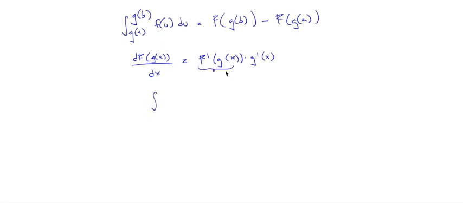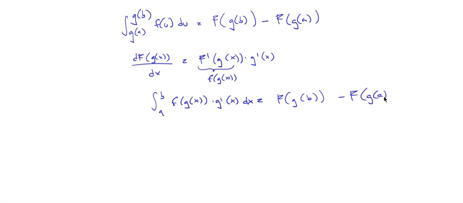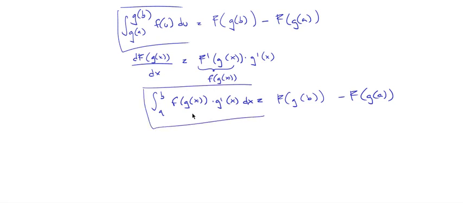And this is f at g of x. So this is going to be the integral of this function, f at g of x times the derivative of g of x dx. The integral of this is this primitive, f at g of b minus f at g of a. So these two expressions are the same.